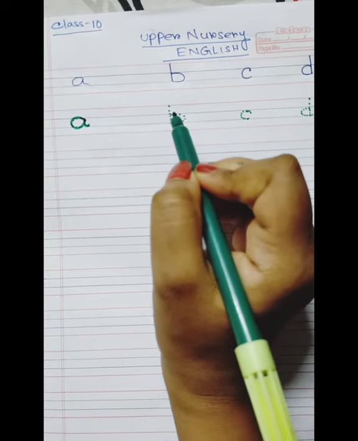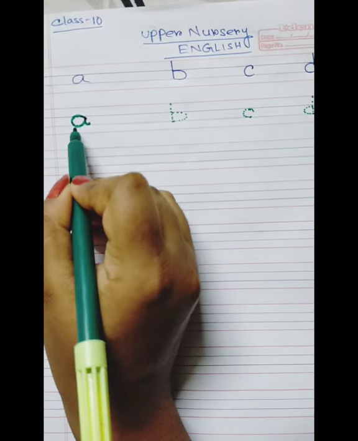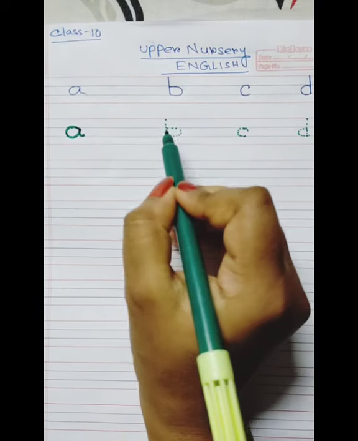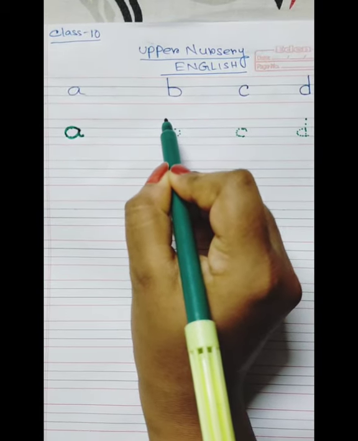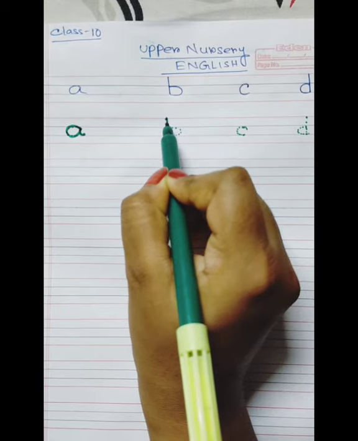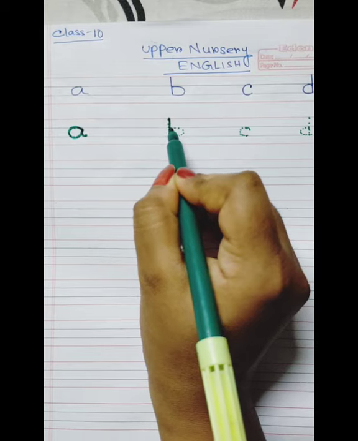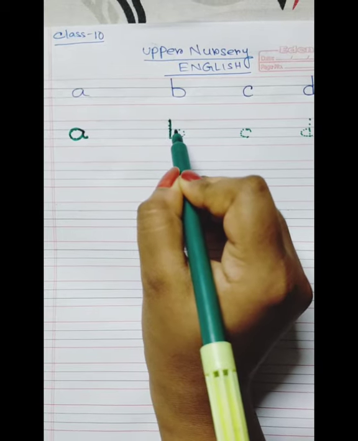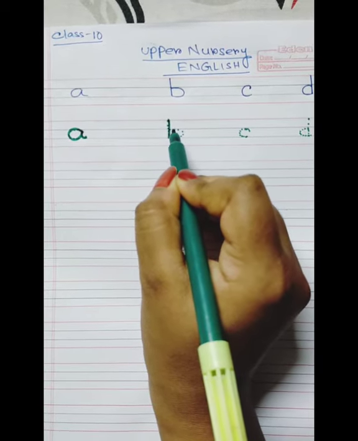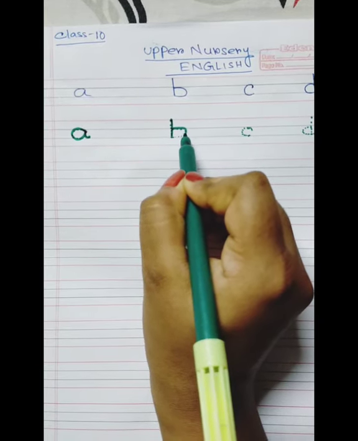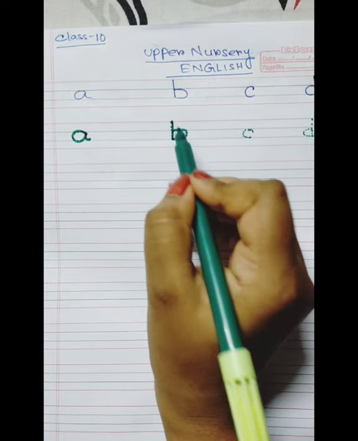Then comes B. So this is A. It is B. How will I write B? From up, draw a straight line downwards. Yes. Then make a semicircle. I told you how to draw a curve. See, it is a type of semicircle. From here, take it downwards. See, I made B.